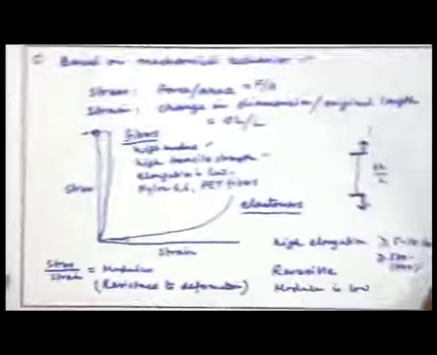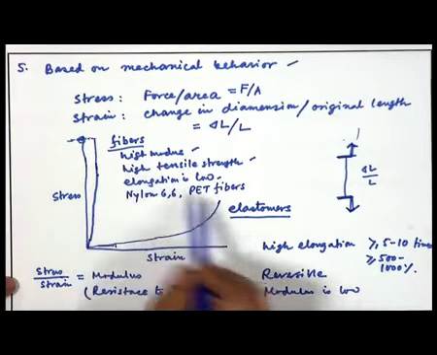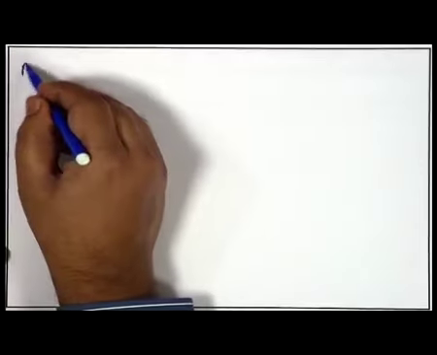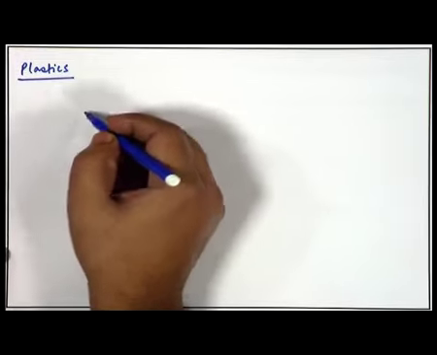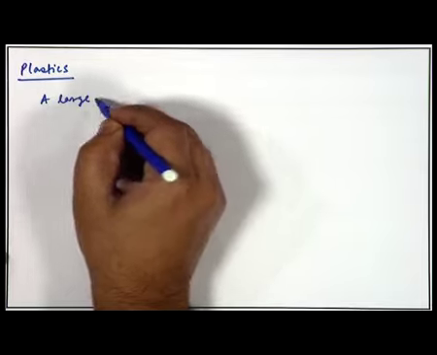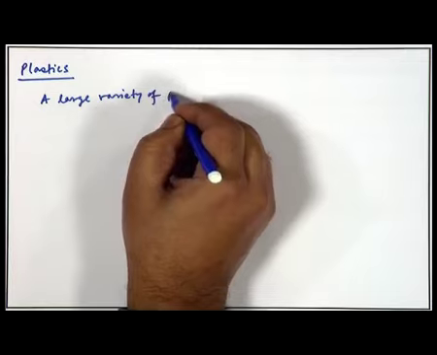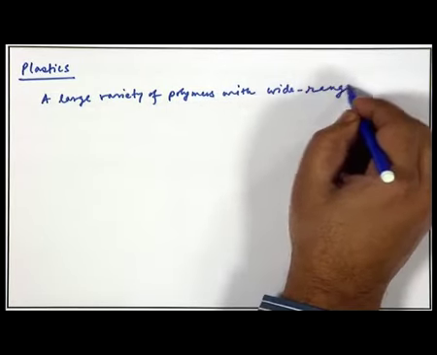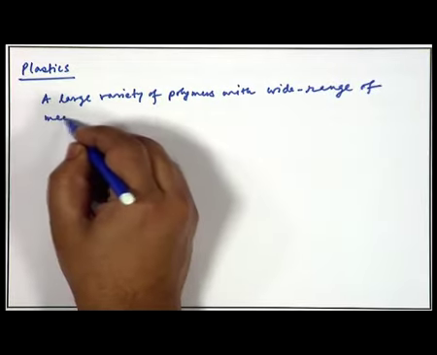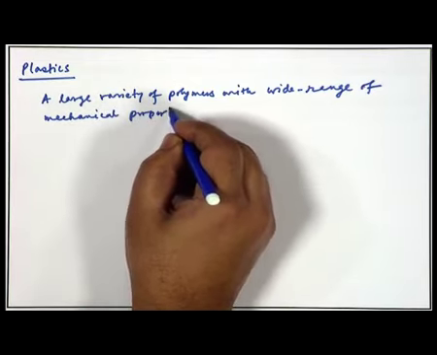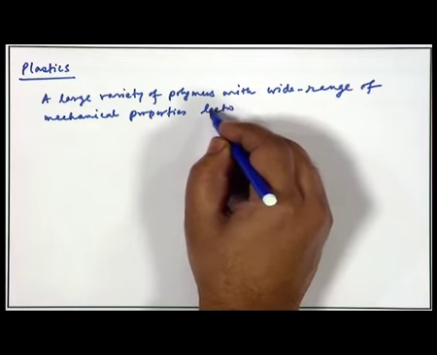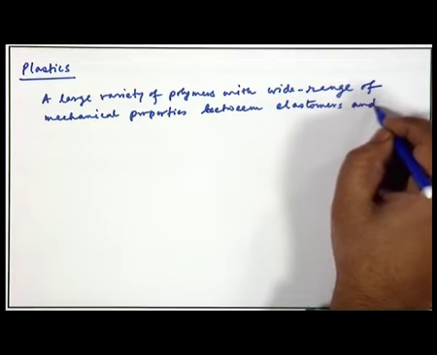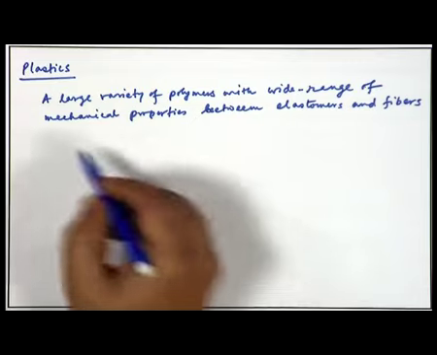Now, as I said, plastics would be somewhere in between, and plastics have a large variety. So, the third category would be plastics. It is a large variety of polymers with a wide range of mechanical properties. And they are between elastomers and fibers. So, the properties are in between, and we can have two types of plastics.